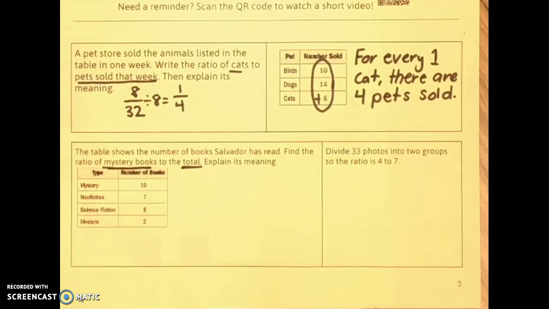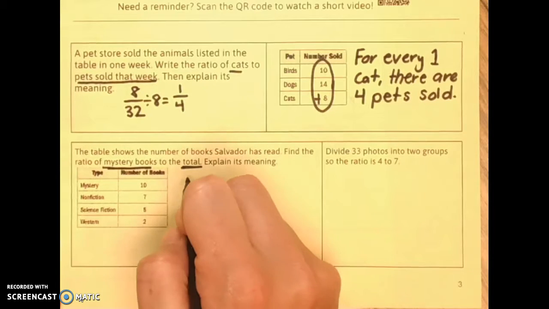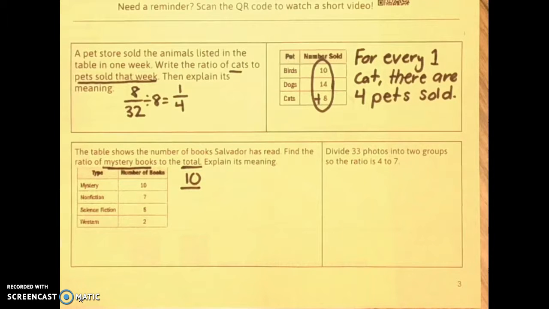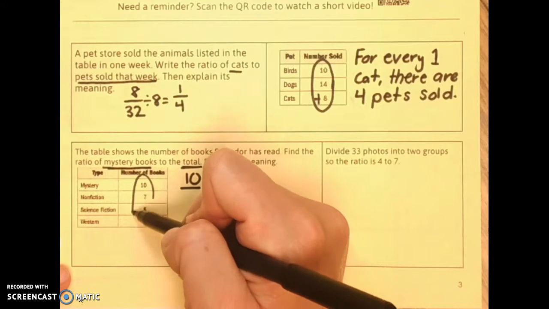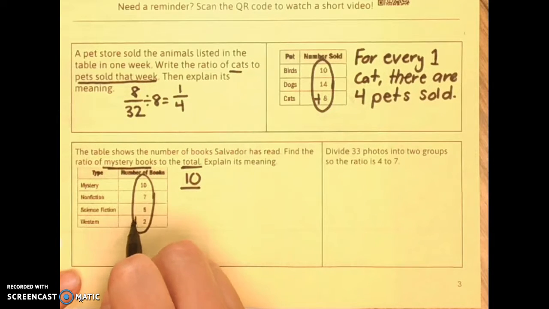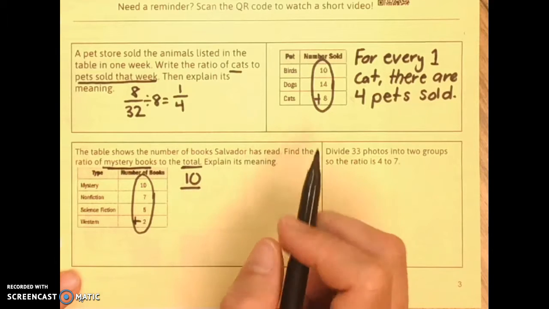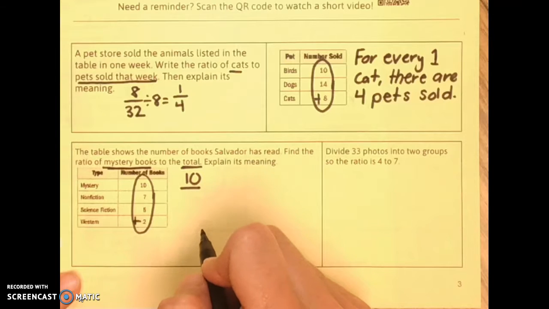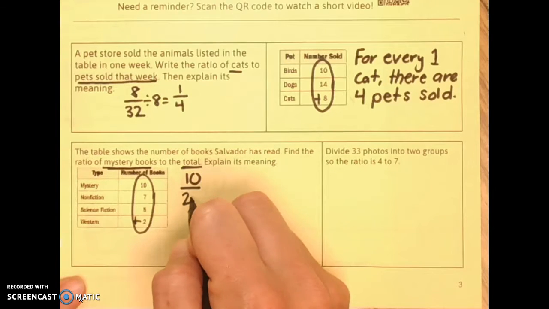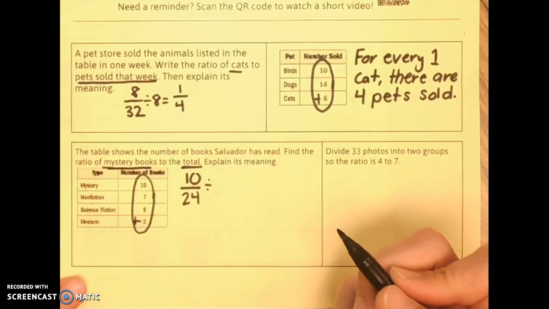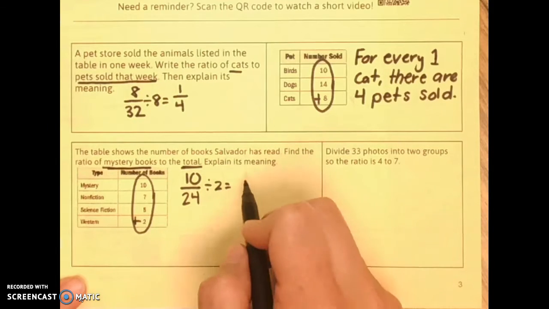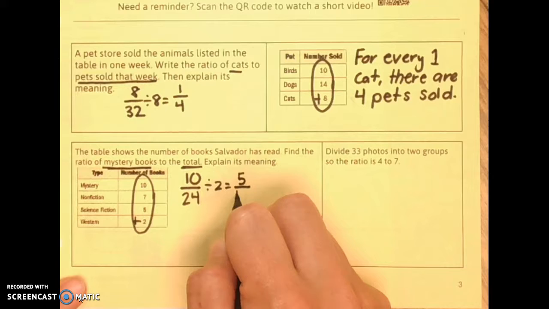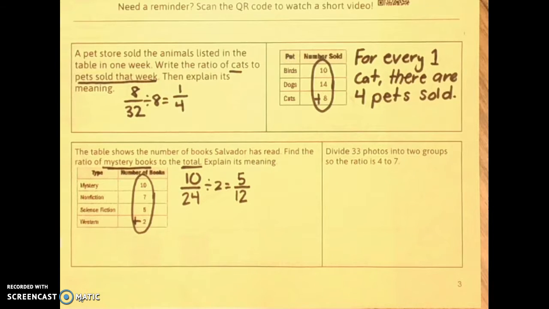Mystery. How many mystery books are there? 10. And it said total. So what are we going to have to do? Do I have to add mystery in there also? Yes. So I'm going to add 10 plus 7 plus 5 plus 2. Do you guys get 24? We're going to simplify by 2, and we're going to get 5 over 12. Who thinks they know the meaning sentence?